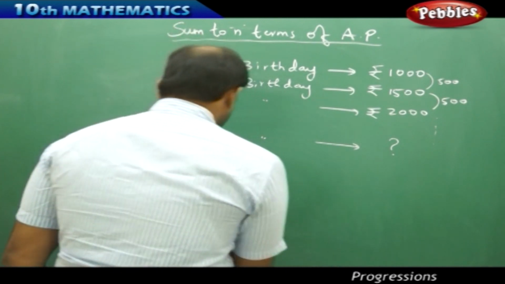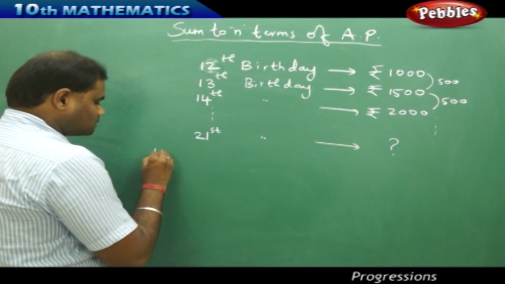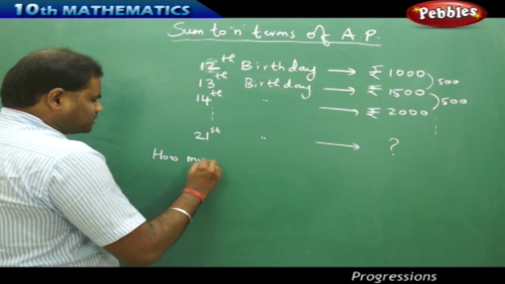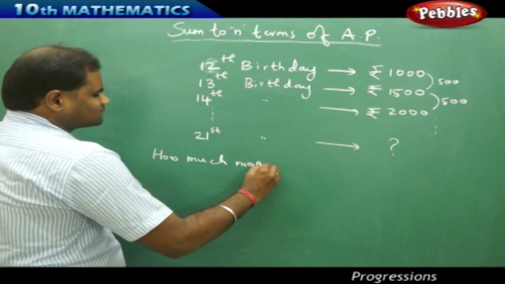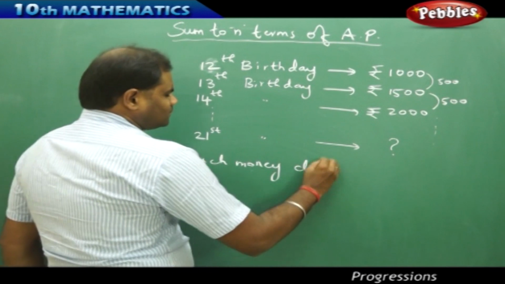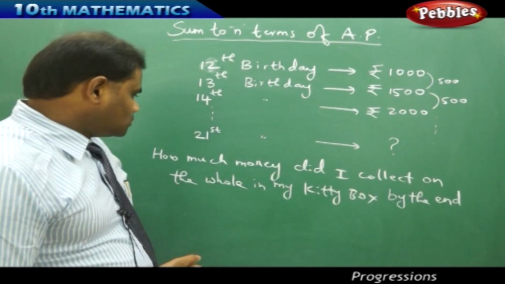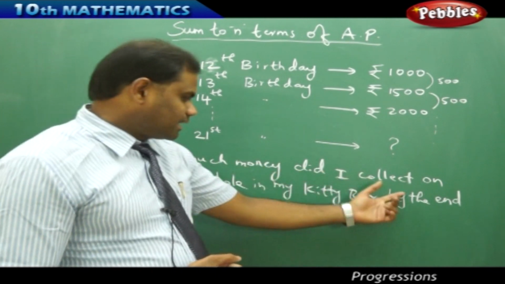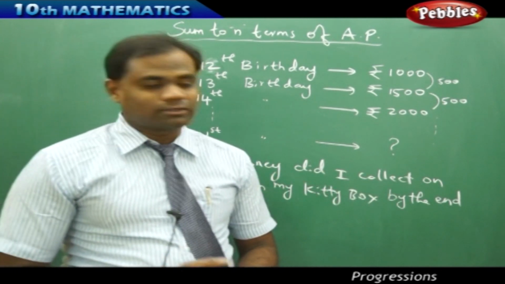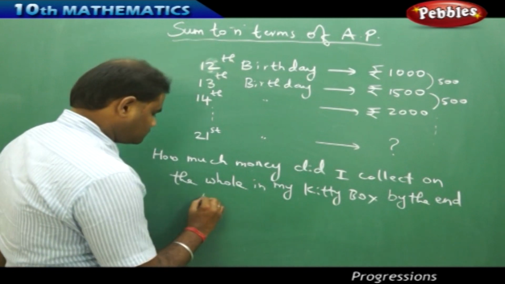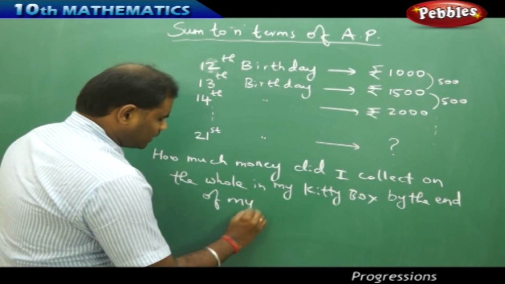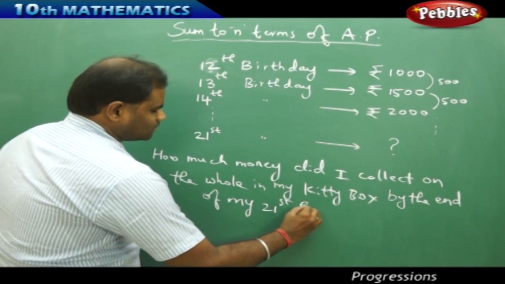So the question here is, how much money did I collect on the whole in my kitty box by the end of my 21st birthday?